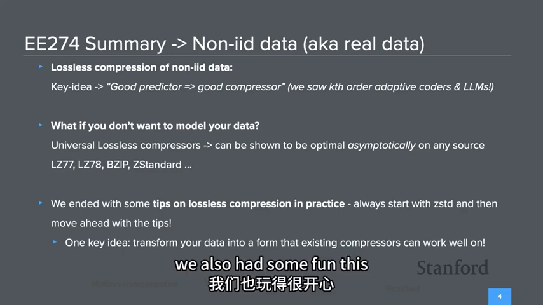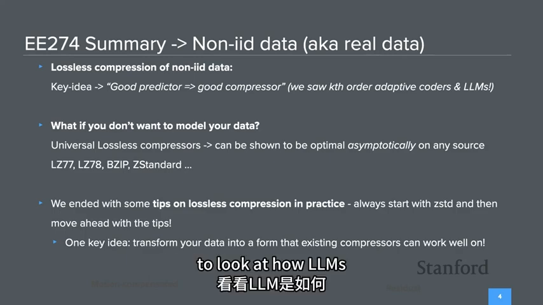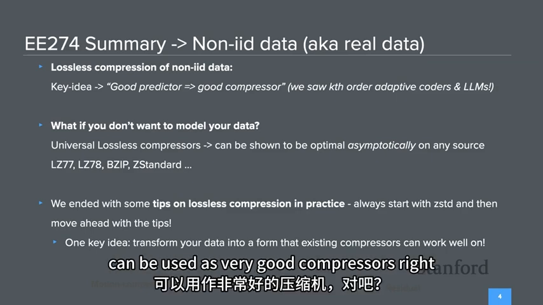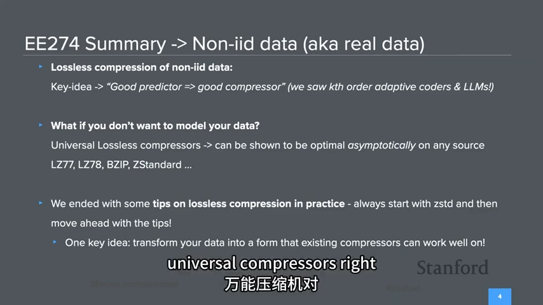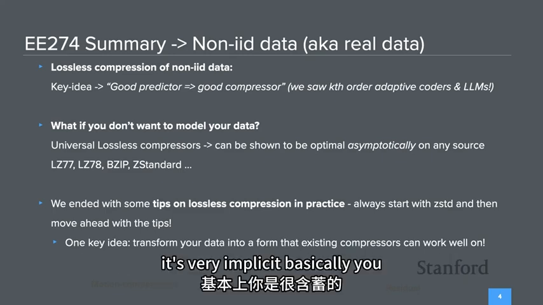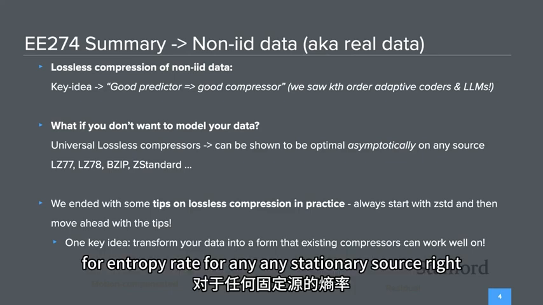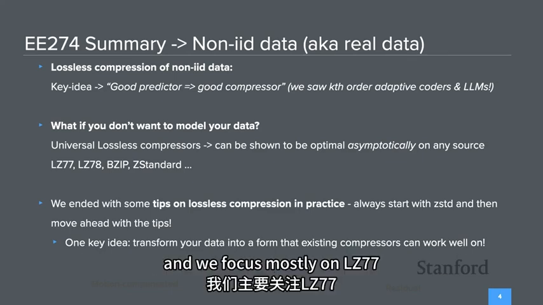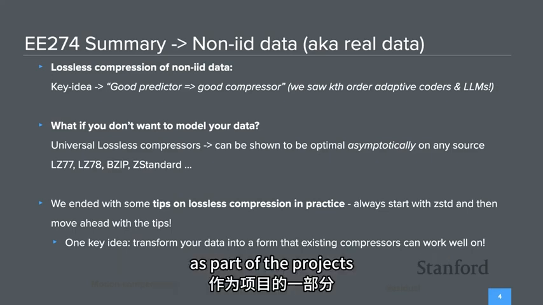We also had some fun. This was very new this year, with the Llama models and so on, looking at how LLMs, or very powerful predictors, can be used as very good compressors. And then we saw universal compressors, where you don't even try to model your data explicitly, or it's very implicit. Basically, you have a compressor that achieves the entropy rate for any stationary source. We focused mostly on LZ77, but we have projects on both LZ77 and LZ78.